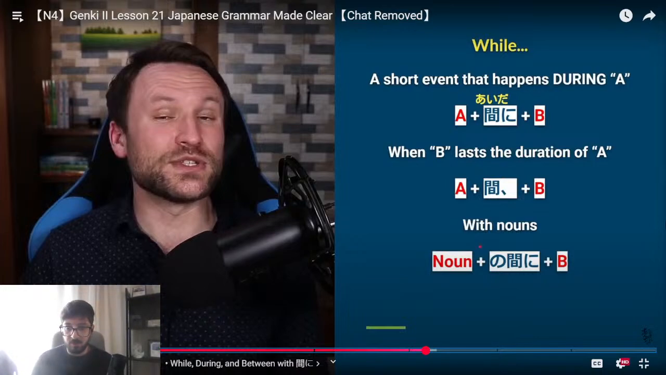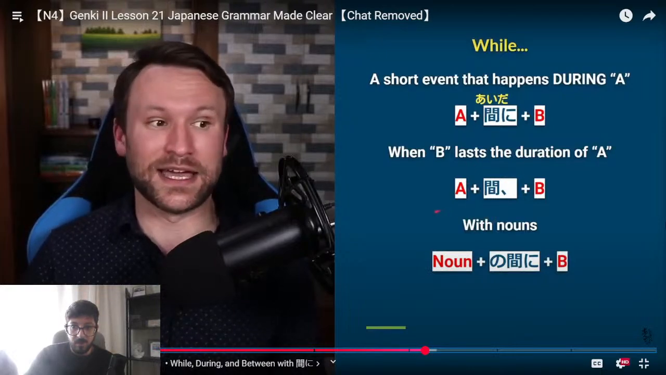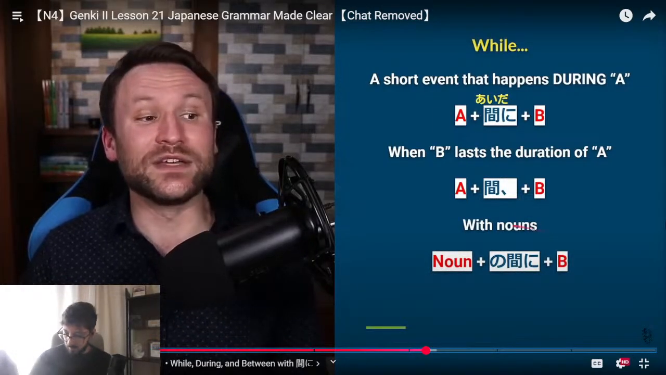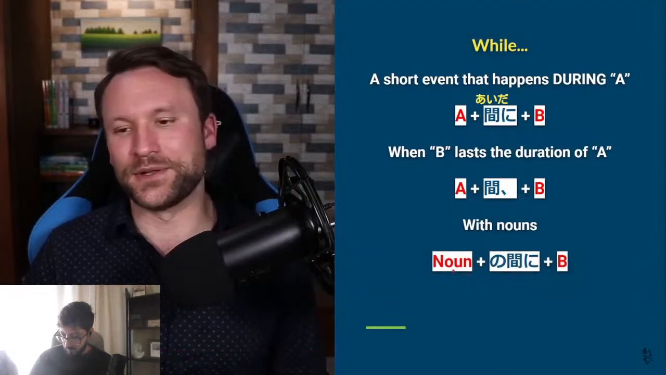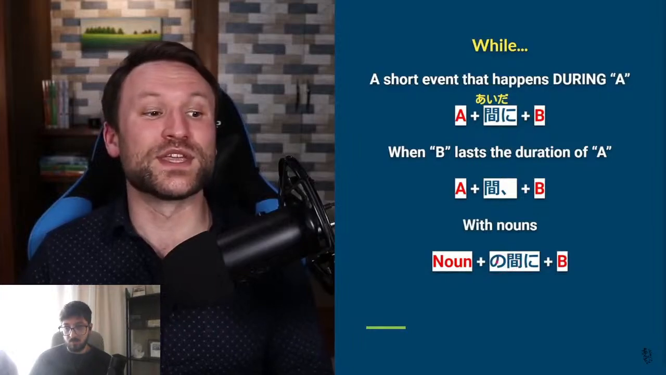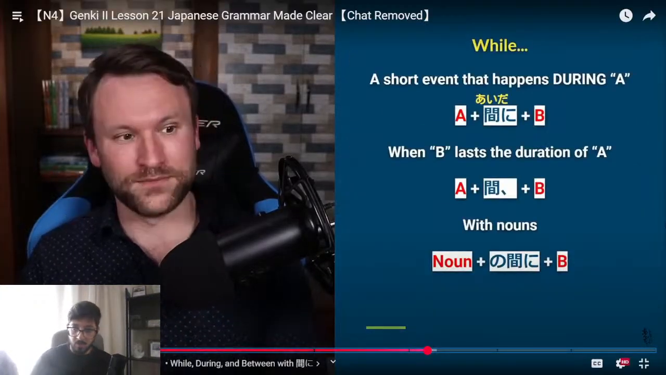So if the earthquake lasts less than a minute, use the ni particle. If B lasts the same duration as A, you don't use ni, okay? And with nouns, okay, I remember. A, aida, B. We had an example with an earthquake. You can also use aida ni with nouns. So for example, 学校の間に B. So during school, B. But you need to use the no particle before aida ni in that situation. So let's go ahead and go over some. No, noun plus no with nouns.